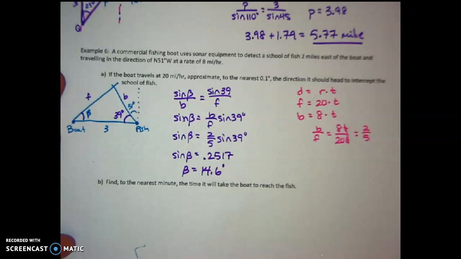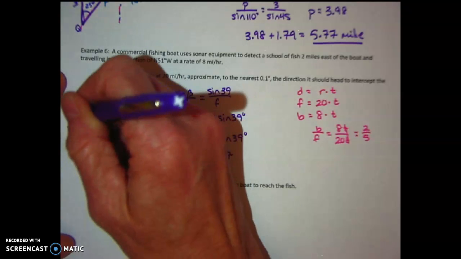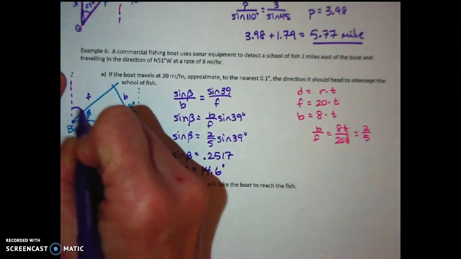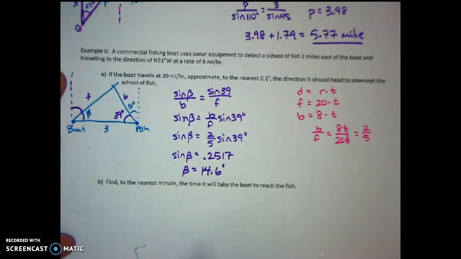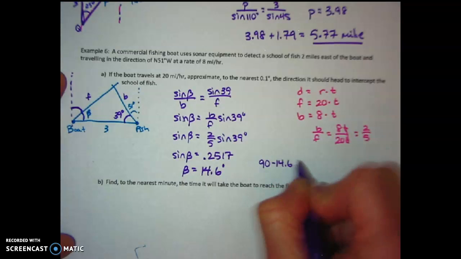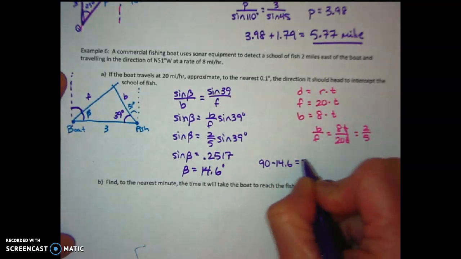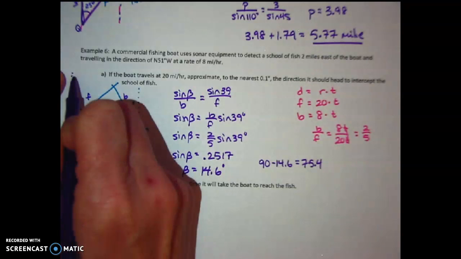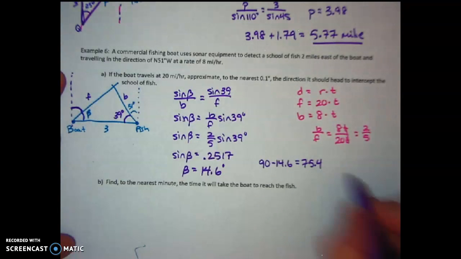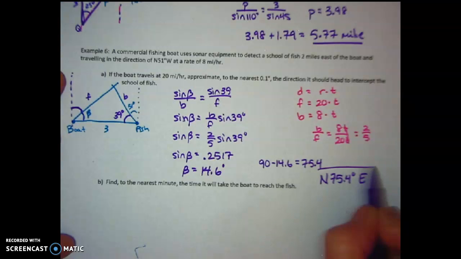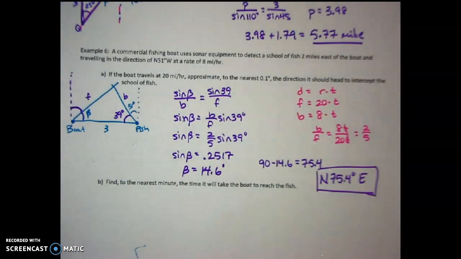But I need to know the heading that they need to take. So remember, your heading is off of that vertical. So I need to figure out what this heading is. Again, it's off of 90 degrees. So 90 minus 14.6 gives us 75.4. And from here, he's going north and he's going east. So it's going to be north 75.4 degrees east is going to be the heading that he needs to take.